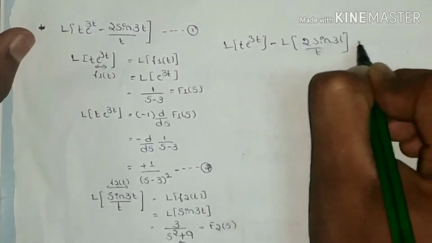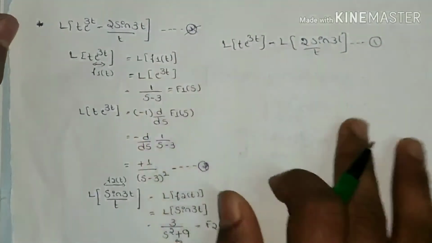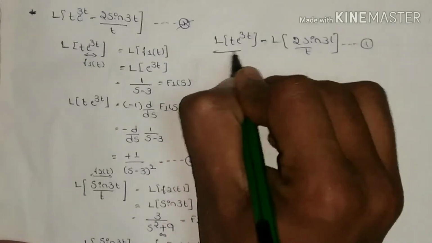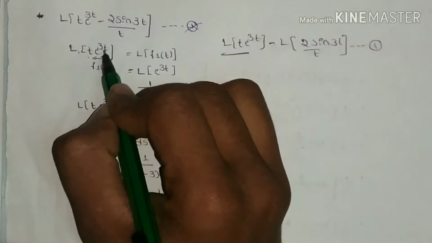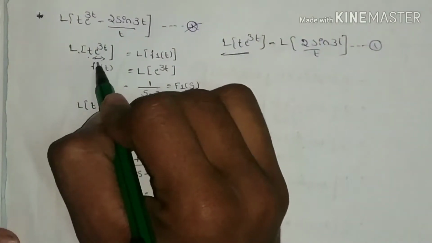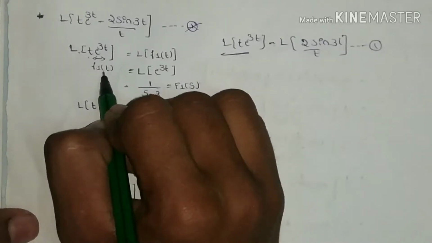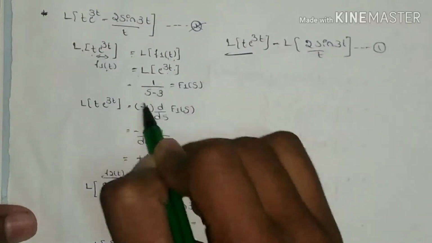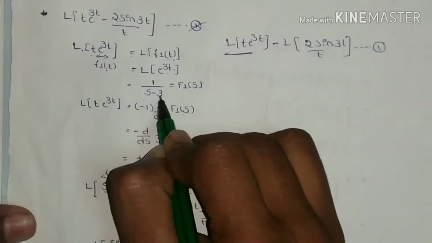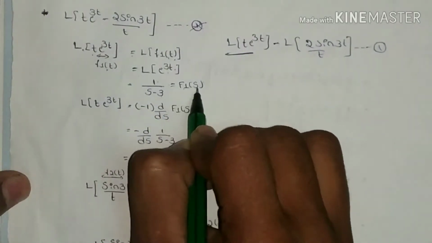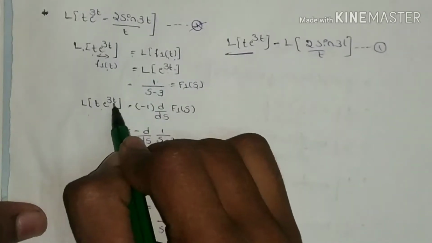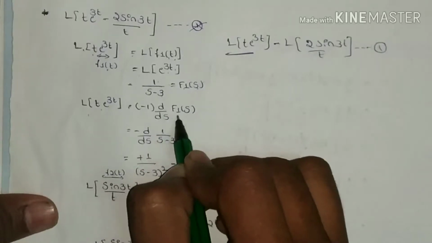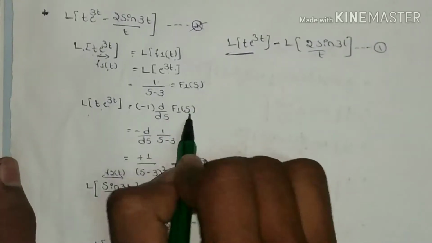Okay, that is called equation 1. So first consider this term, that is Laplace transform of t into e raised to 3t, and e raised to 3t is f1 of t. Then Laplace of f1 of t is Laplace of e raised to 3t, which is 1 divided by s minus a. It is called f1 of s. Then Laplace of t into e raised to 3t, according to the property, is minus 1 into d by ds of f1 of s.